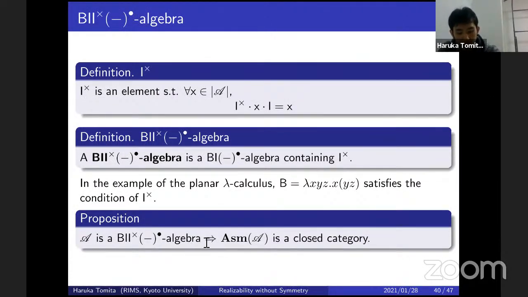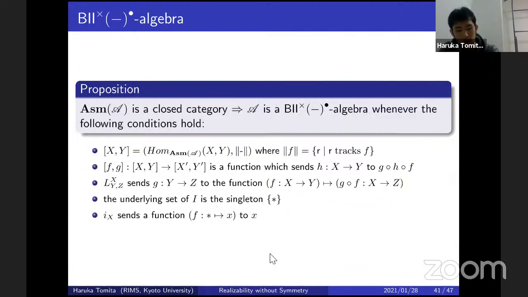From BI cross bullet algebras, we finally got non-symmetric closed categories. Moreover, something like the inverse of the proposition holds. That is, if ASMA happens to be a closed category and satisfies these 5 conditions, we can show that A is a BI cross bullet algebra. These 5 conditions are intuitively natural ones. For instance, the third one states that the natural transformation L is for the composition.